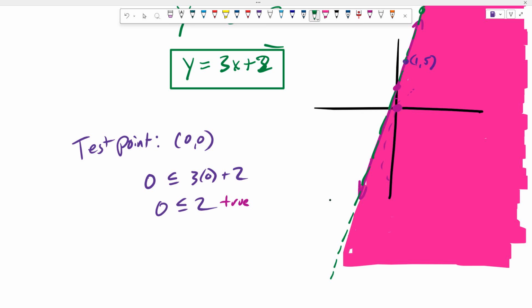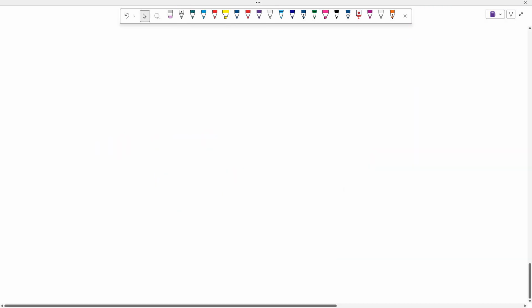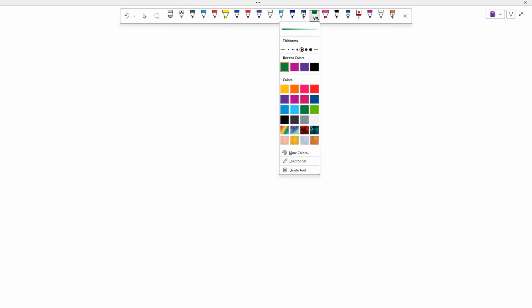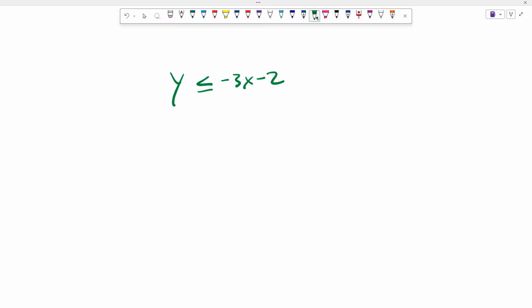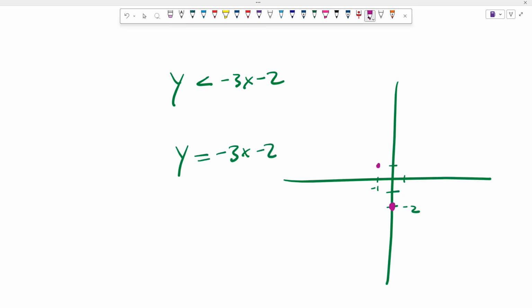Okay, let's try another one. And we got two variables. We're going to graph on a number line. Sorry, we're going to graph on a coordinate plane. Sorry, let me erase this. I want strictly less than. We start by graphing this line. Okay. Am I going to put a dotted line or a solid line?